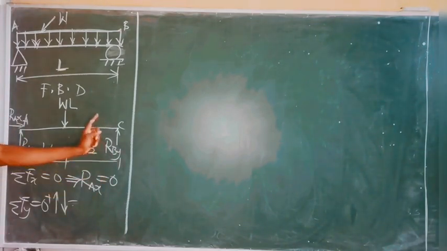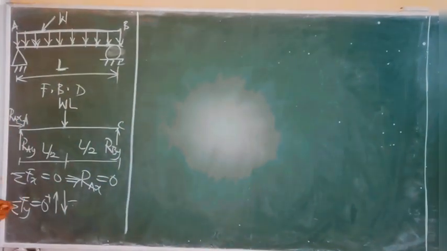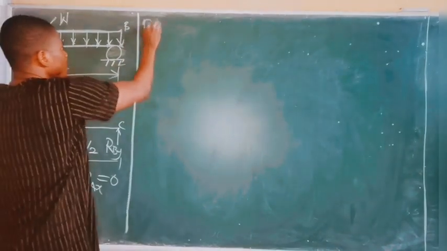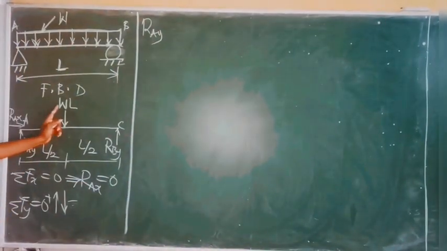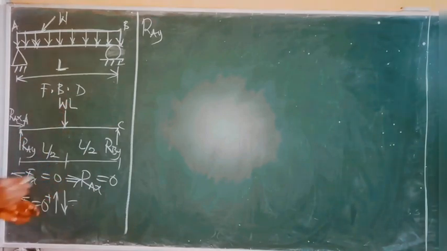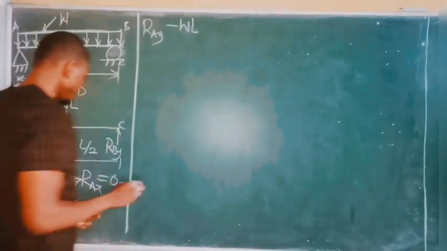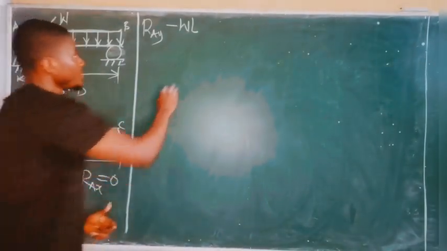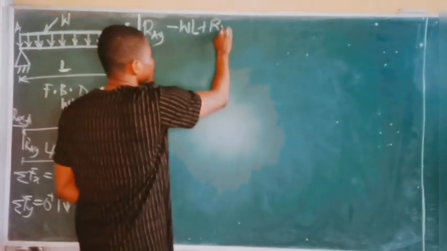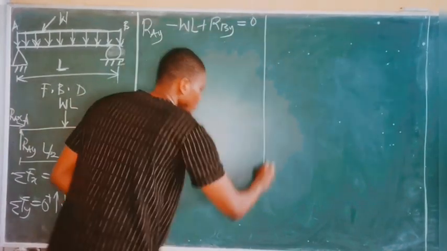RBY is pointing upward, so it's positive. So I will simply have RAY pointing upward, so it's positive. I have WL pointing downward, so it's negative, simply minus WL. I have RBY pointing upward, so it's positive, plus RBY. And according to the law, the whole of this force is equal to 0.